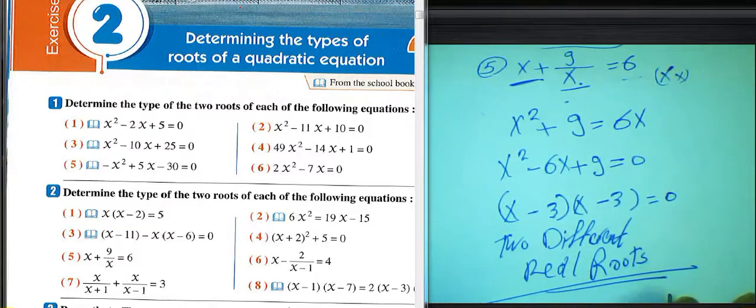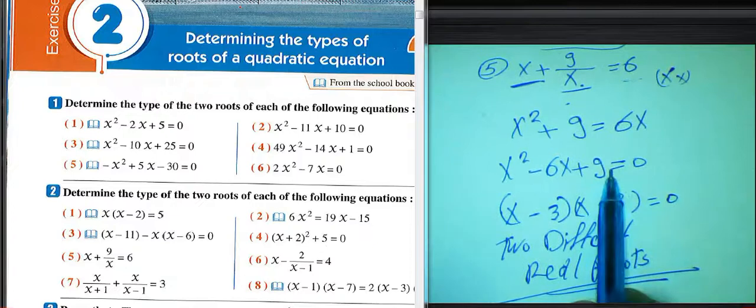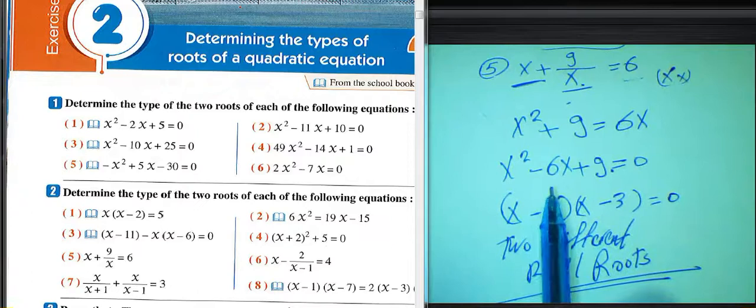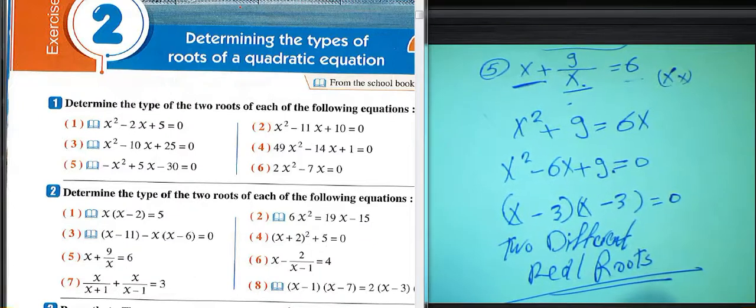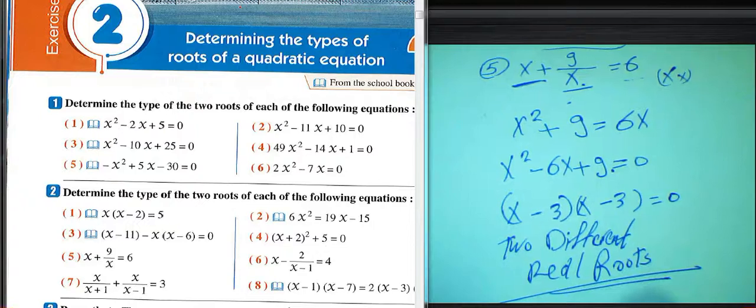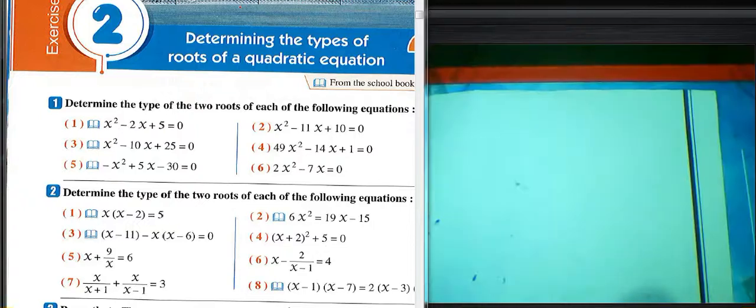You can use this method. If you have two numbers whose product equals 9, we write 3 and 3, and the sum of them equals 6. 3 plus 3 equals 6, and we write negative 3 and negative 3. So question number 6. Question 6.